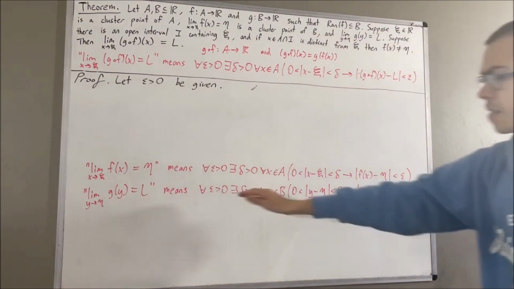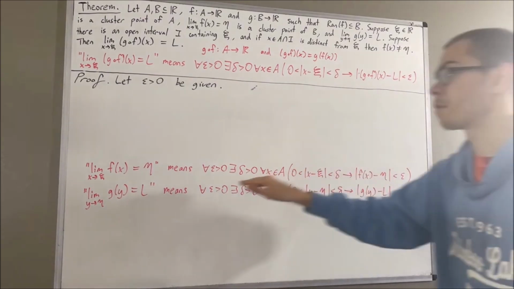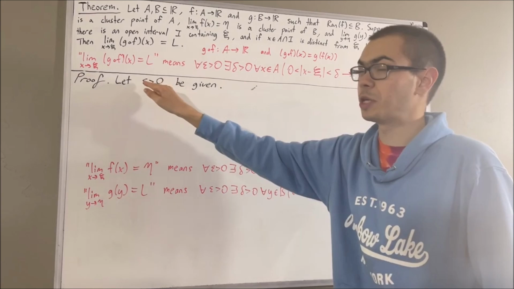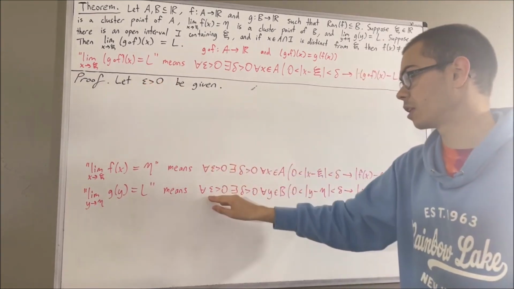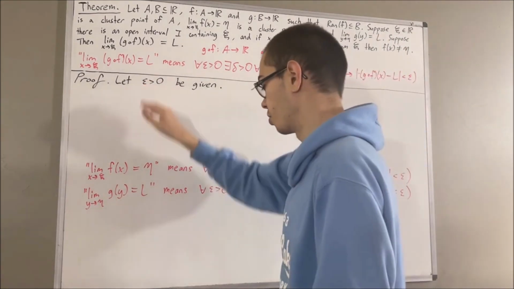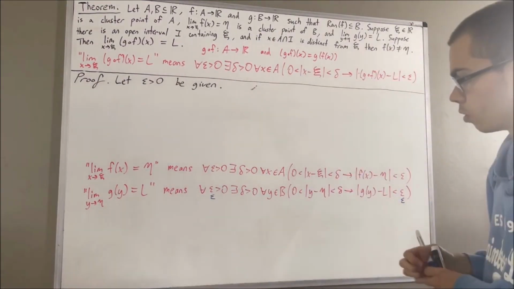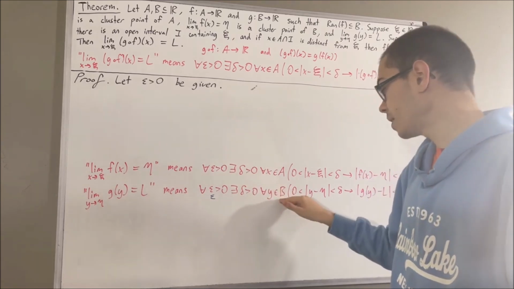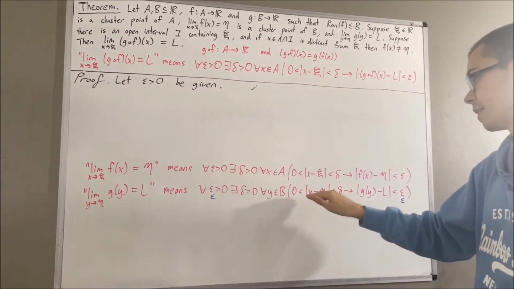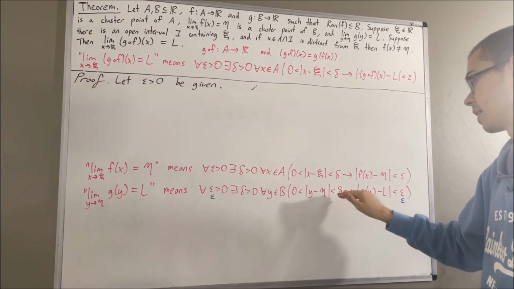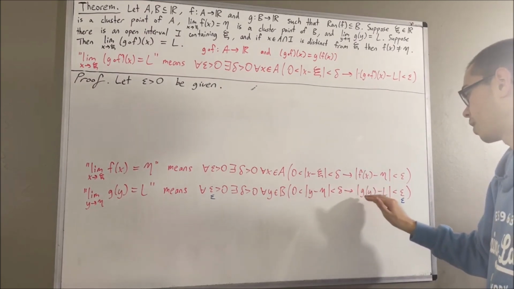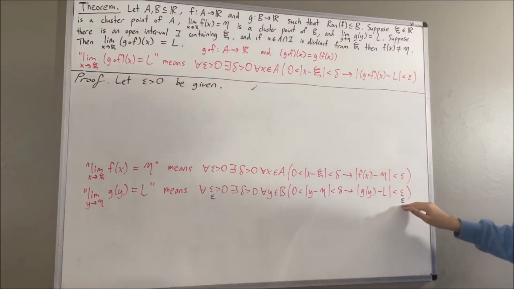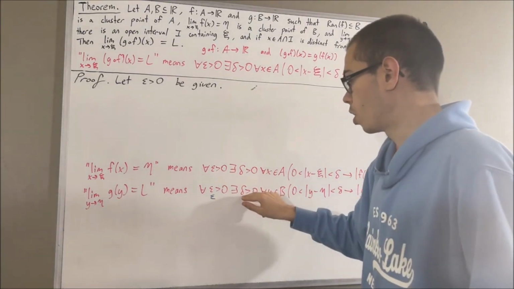Now, this second statement works for every positive real number. So in particular, it must work for the positive real number epsilon that we just introduced. So taking epsilon to be the epsilon we just introduced, we have that there is a delta greater than 0, such that for all y in B, if 0 is less than the absolute value of y minus eta is less than delta, then the absolute value of g of y minus L is less than epsilon. Now, I'm going to call this delta 1.